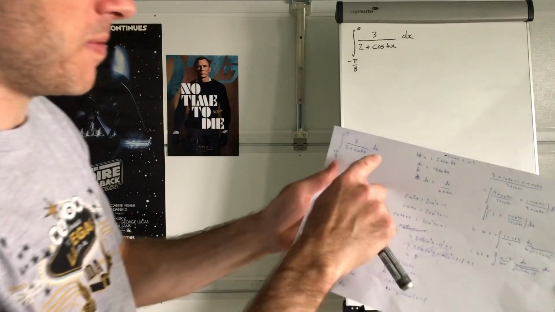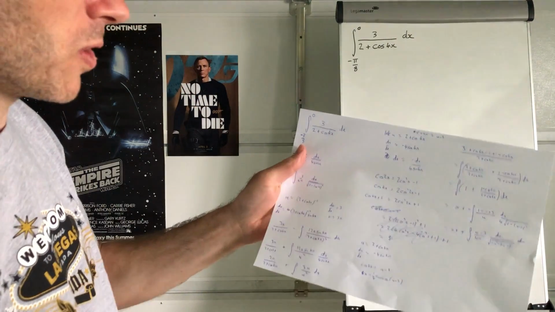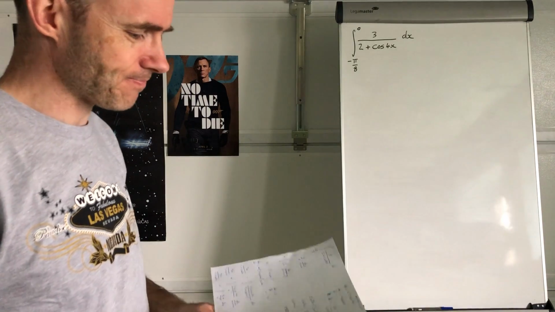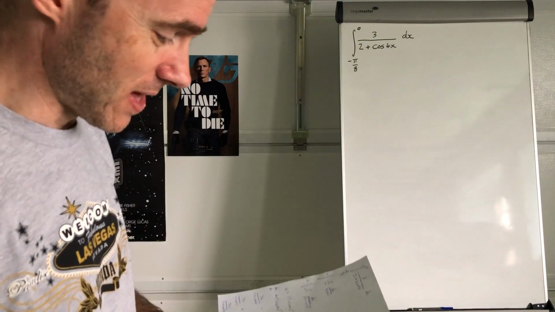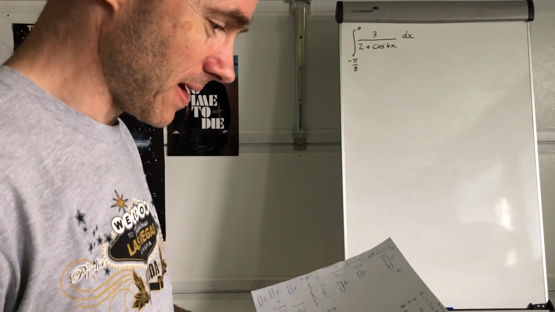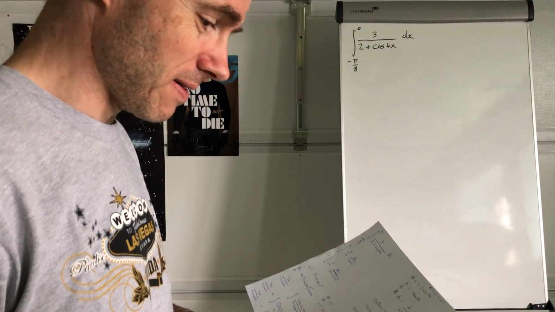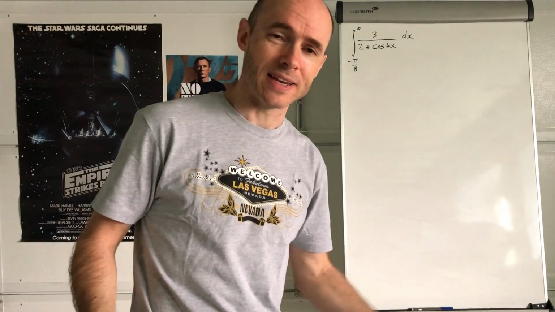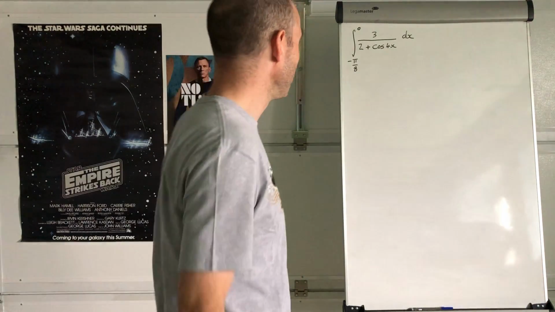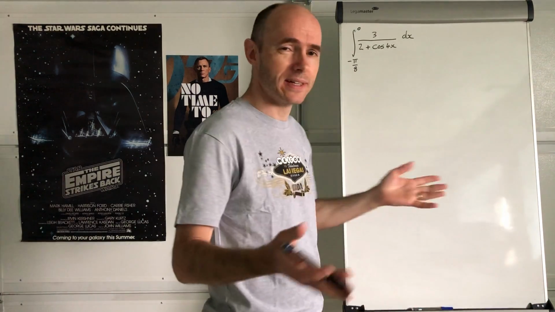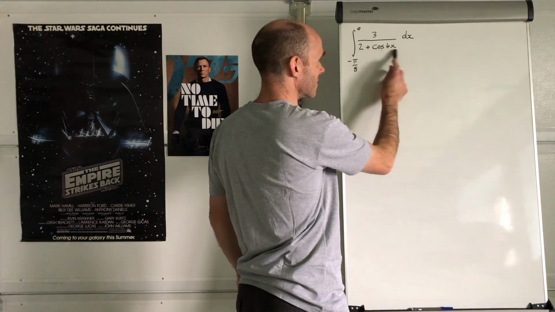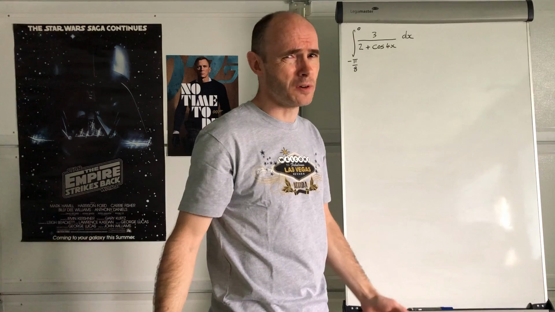So I tried the obvious substitution, u equals 2 plus cos4x. And it didn't work. Have a look at that sheet if you want, you can see the various things I tried, but basically it led to nothing, okay? So I went all basic and I thought, oh, flipping heck. I really could not see what to do with the cos4x.